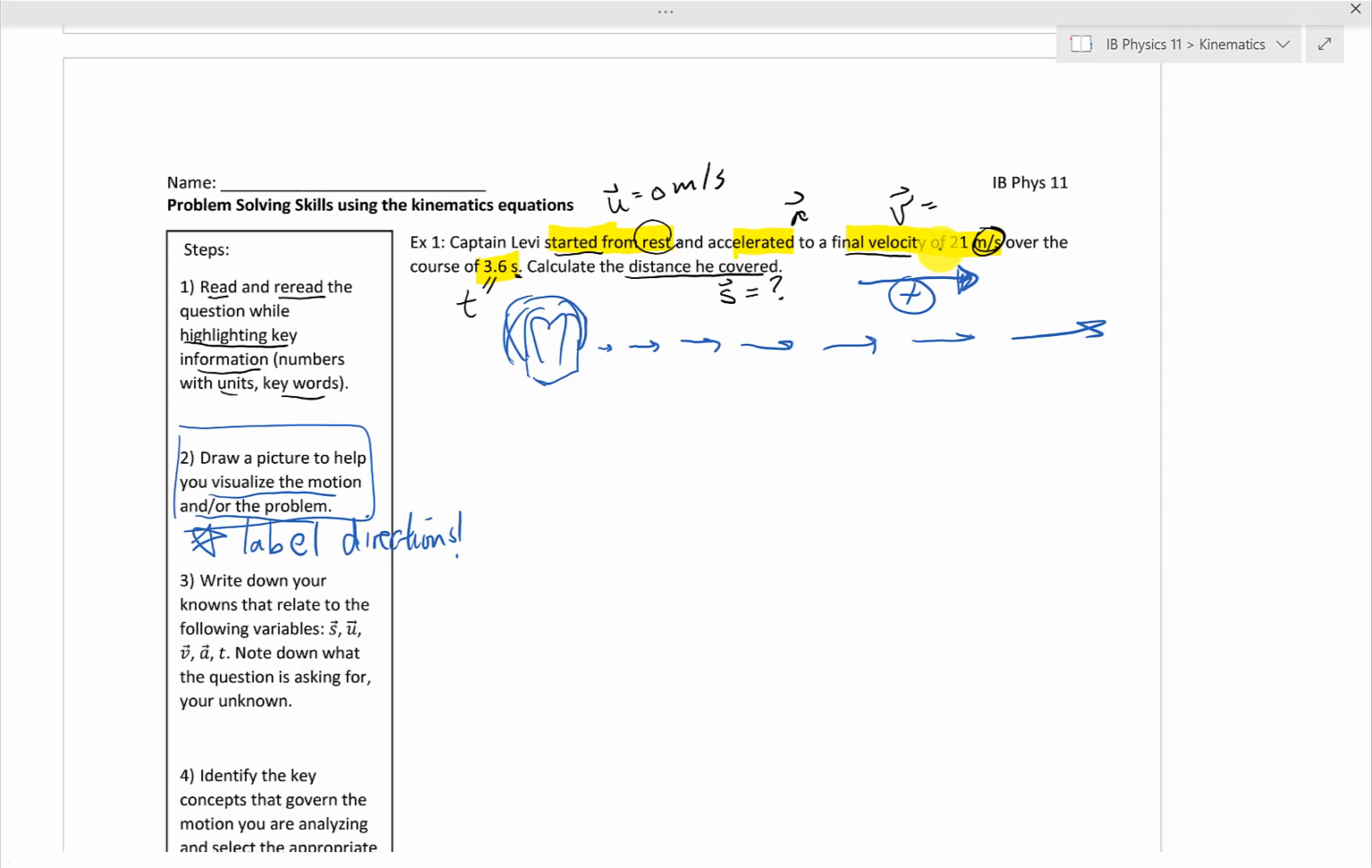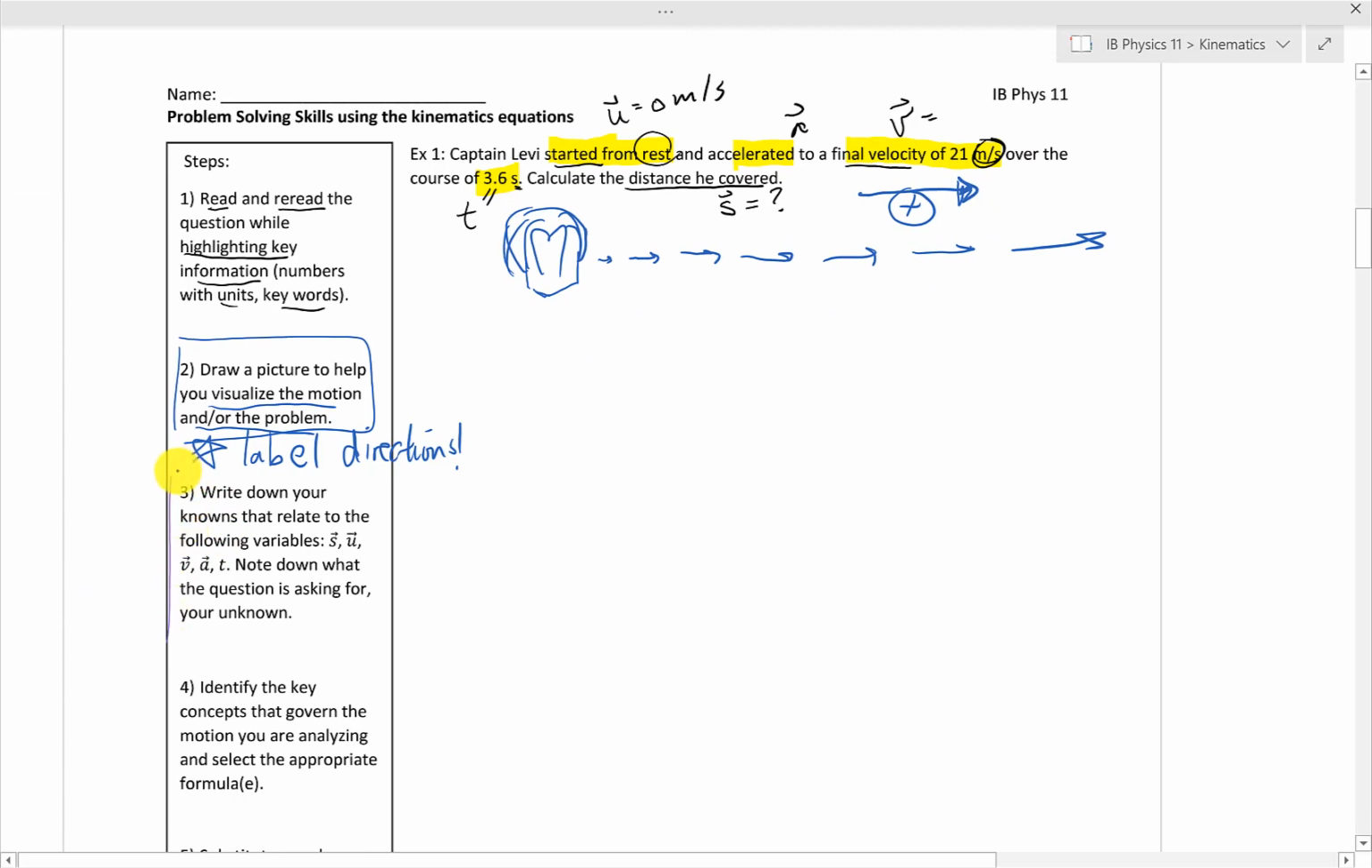You can use your own directions as you prefer. The next step is to write down your knowns that relate to these variables, the SUVAT variables. And also you want to identify what the question is asking for, or what your unknown is.